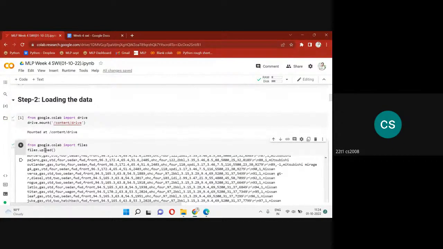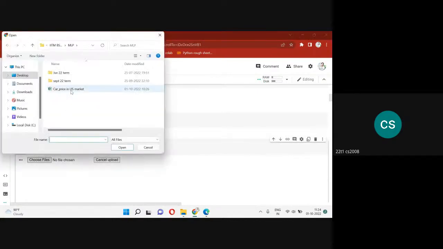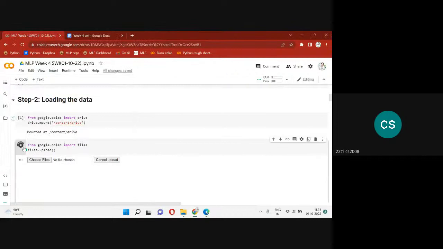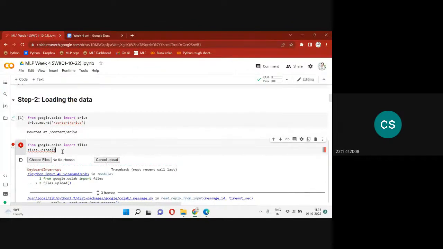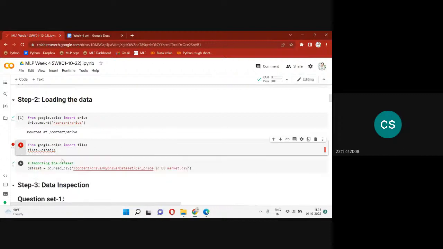And the second approach can be that you can directly run this code. Once you run this code, you will get options like this, choose files. Once you click on that, select this dataset. Let's say this is the data, and once you click on open, it will load it. Since I have already loaded it, I won't. Since I forcefully stopped this cell, that's why there is this error. Otherwise, it won't throw any error.